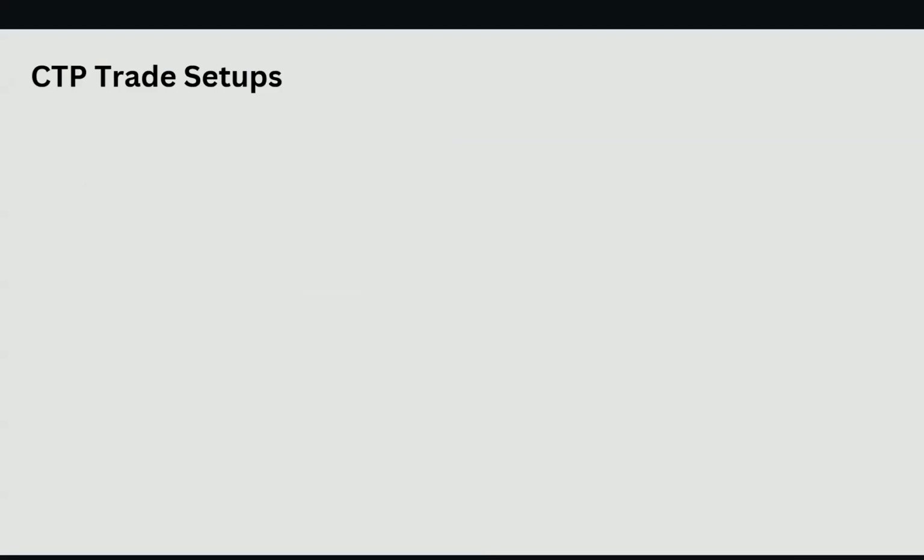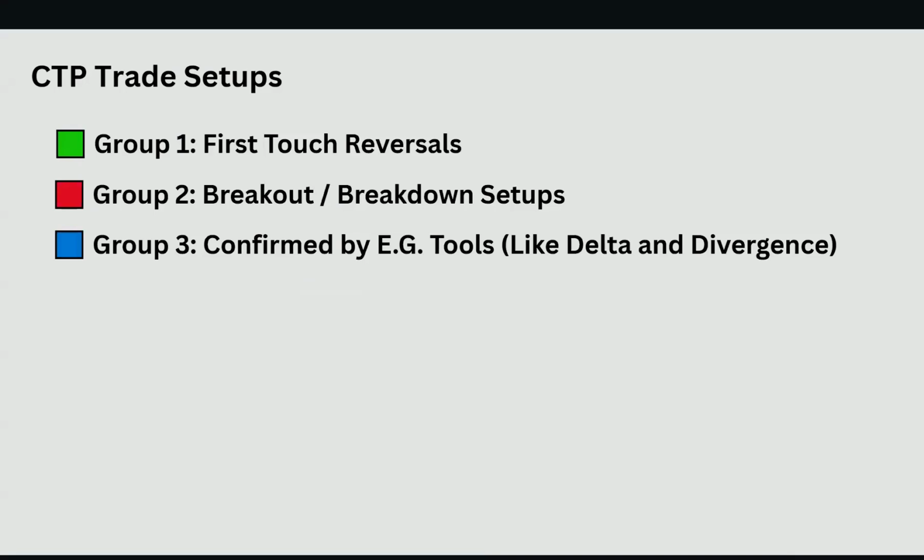The CTP trade setups are divided into 3 groups. The first group is first touch reversals. The second is break setups, breakout or breakdown. And the third one utilizes other EG tools like the EG cumulative delta and EG divergence, for instance. While the first 2 groups are only based on pure price action reading, the third one utilizes additional confirmation tools like divergence or delta.